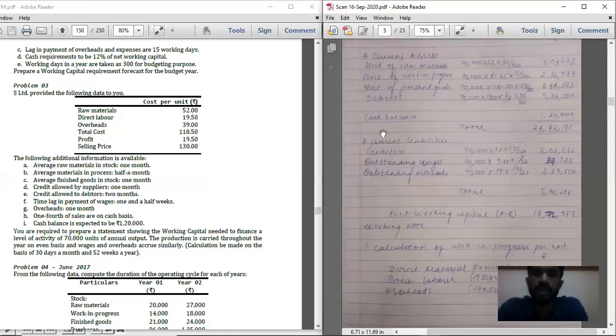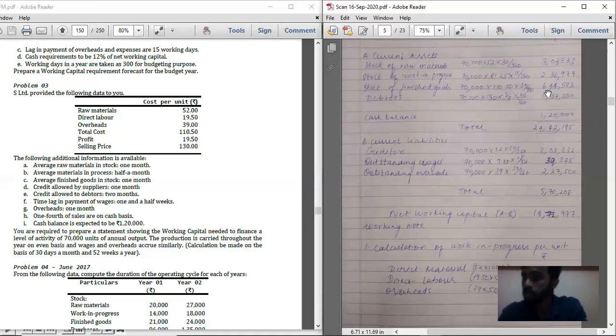Now cash and bank balance. The last part of current assets is cash and bank balance, which in point number I they have given directly as 1,20,000. So in current assets, the last is cash balance. In the amount column, put 1,20,000. Now total the current assets.